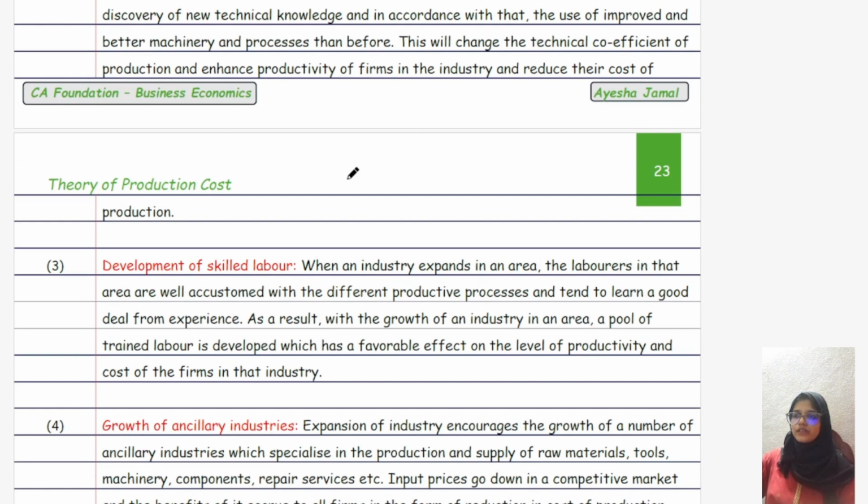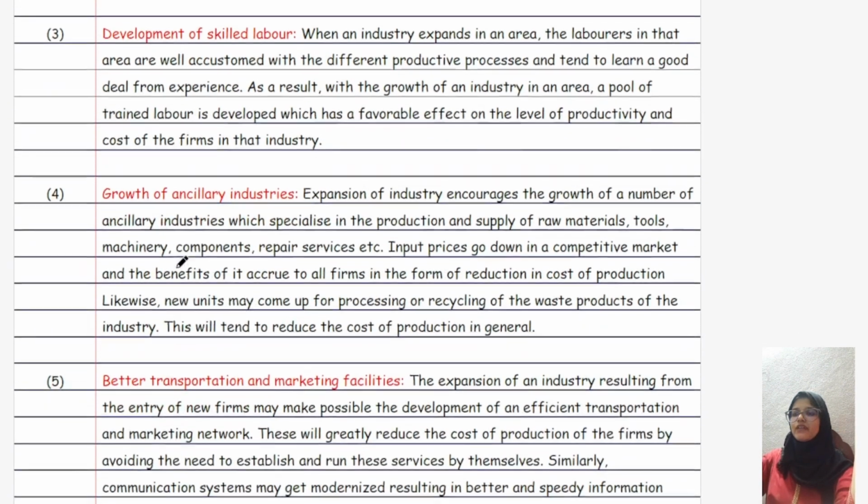Technological external economies. What is that? As the whole industry expands, it may result in the discovery of new technological knowledge, basically technical knowledge. In accordance with that, use of improved and better machinery and processes than before will be required. So that means new technologies come, and you have to learn the technology. You should know how to use the technology, and also you have to afford the technology, which might sometimes be costly.